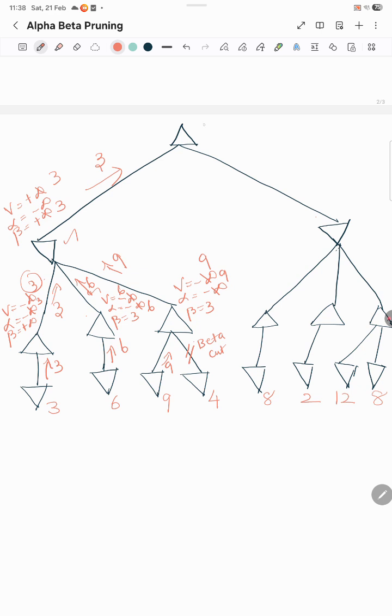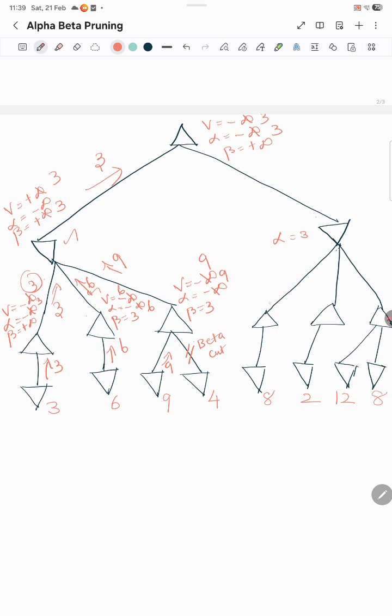What is the initial value here? It is max node. V is minus infinity, alpha is minus infinity, and what about beta? It is also plus infinity. So 3 is greater than minus infinity, so we are updating V and alpha with 3. So in all the, this is the best explored option. So in all the nodes this alpha will be 3.